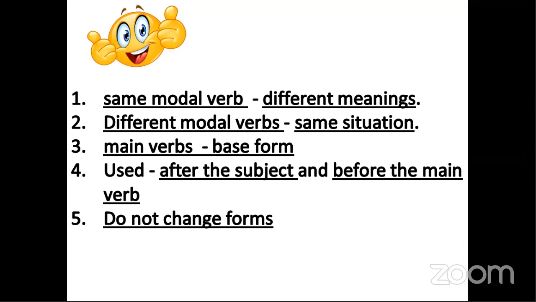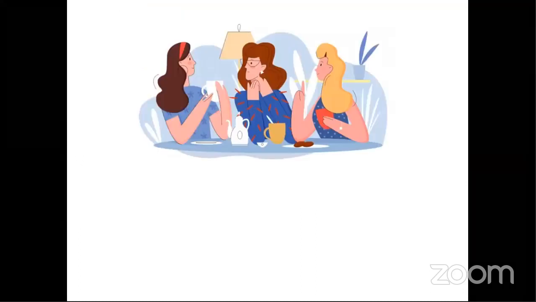What did it say? To is never used after a modal verb. So the infinitive form of the verb is not used. What are the exceptions? Ought to, able to, need to. These are some of the exceptions. Okay, now we have here three ladies discussing. Now let us see the sentences.